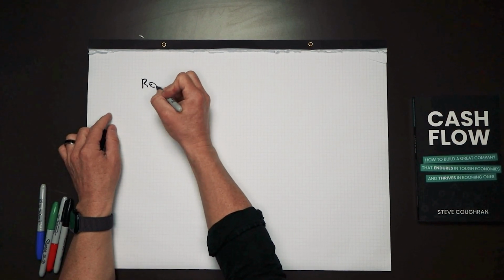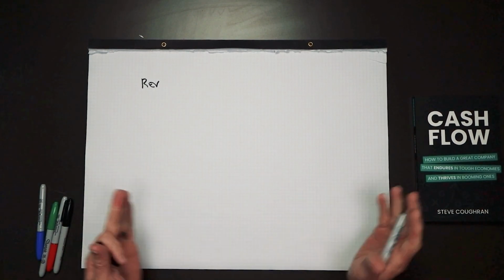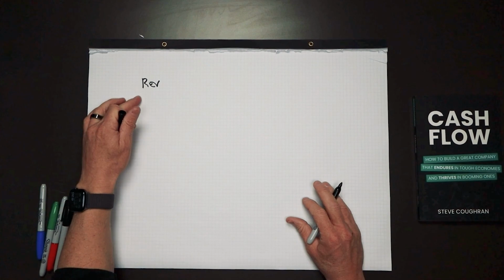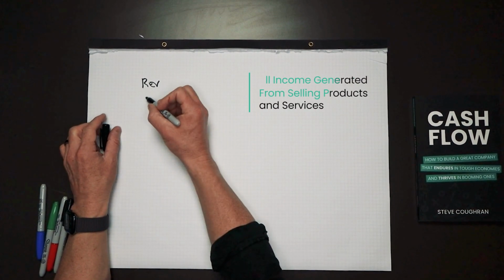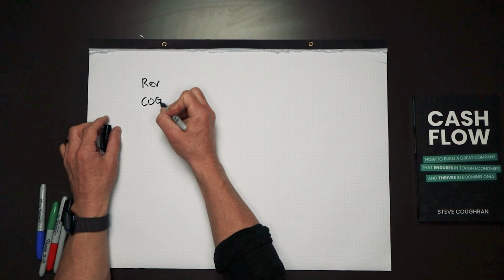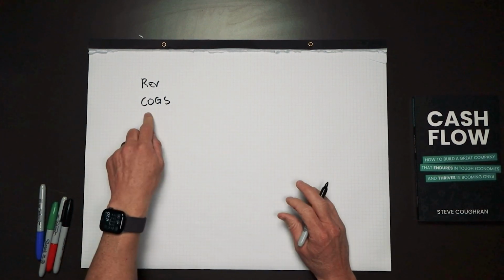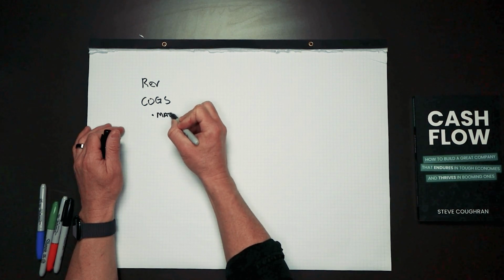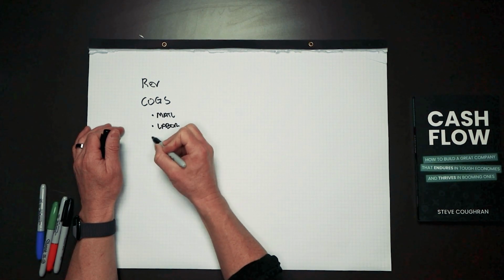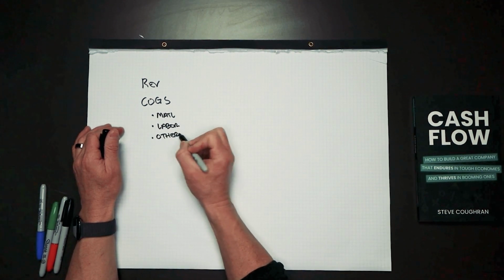And what I'm going to do is just list out some main categories on the income statement. We have revenue. This represents all the income generated from selling your products or services. Underneath revenue, we have cost of goods sold, COGS for short. This represents all the costs associated with fulfilling your revenue, all right? Delivering that product or service into the hands of customers. And I'll just list out a few main categories. We have materials, we have labor, and then we have other, just to name a few.